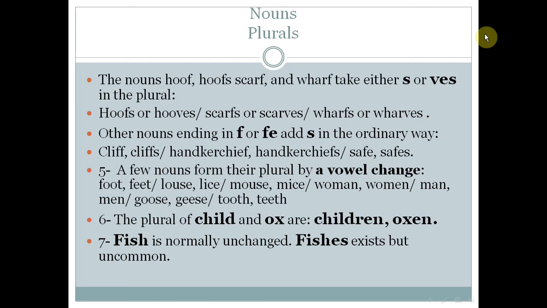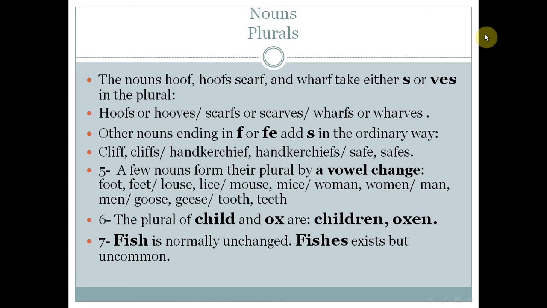A few nouns form their plural by a vowel change. Foot, singular, one foot, F-O-O-T. The plural of it is formed by a vowel change. Instead of double O, we change it into double E. Feet, two feet. Louse. So here we have a change in vowel and also in consonant.